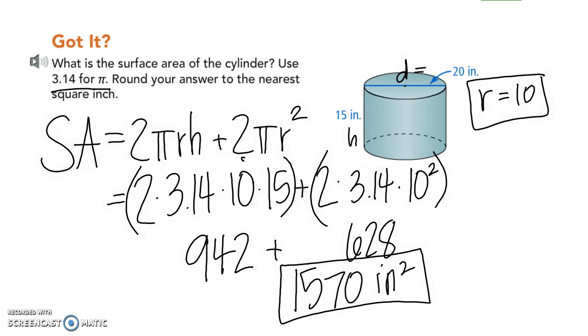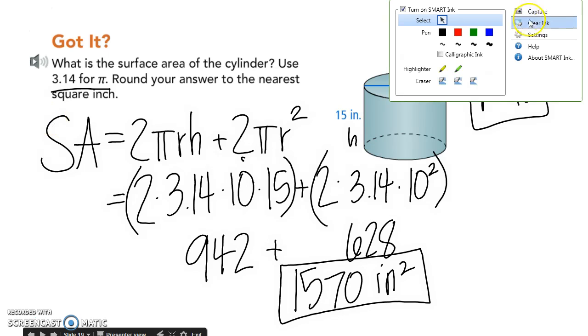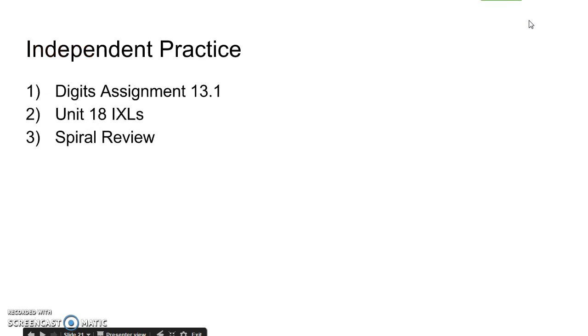If you have questions on how to find the surface area of the cylinder, please ask me. At this point, you should be ready to complete the digits assignment and work on the IXLs.